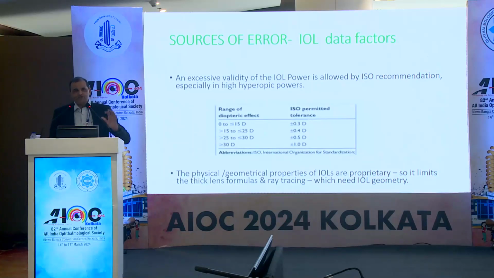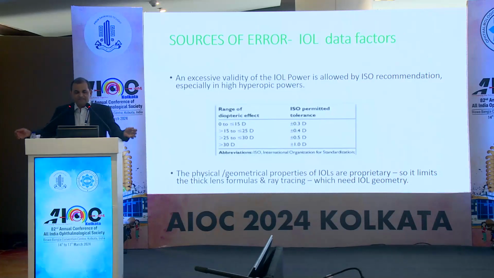Now the problem with ISO: what ISO has recommended as the validity criteria is a tolerance range, and for the tolerance range up to less than 15 diopter, it is plus or minus 0.3. The tolerance range from 15 to 25 diopter is plus or minus 0.4. Now we are here fighting for 0.2, 0.3, and the ISO range is so wide that it is very difficult to find the exact lens. And particularly in high hyperopic eyes where we are using 30 power, 32 power, the tolerance range is up to 1 diopter. So even though we are using the best formula, we are not getting the exact IOL power.